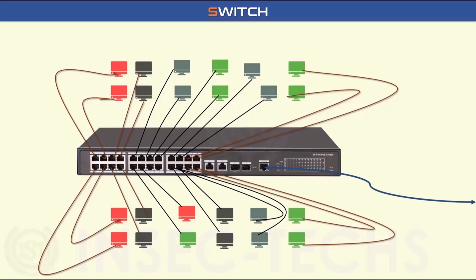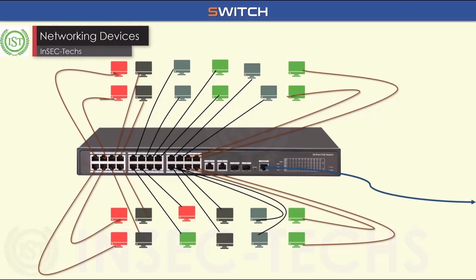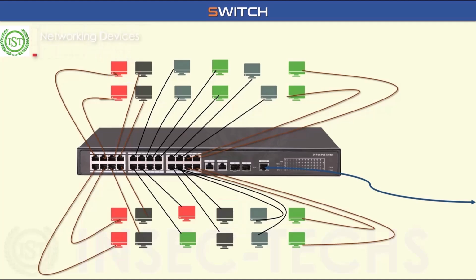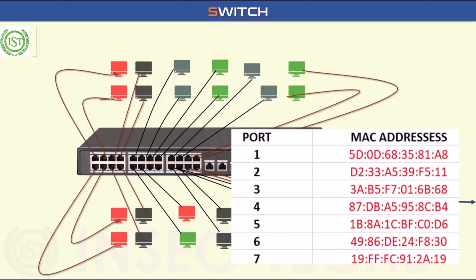But how does a switch send data to that particular device only? Whenever a device is connected to a switch, it saves the physical address of that device in its MAC table or switch table. And whenever a machine, say for example in this image, PC1 wants to send a message or data to PC number 16 or machine number 16, then the switch will look at its switch table or MAC address table and will send data to that port, as you can see in this image.